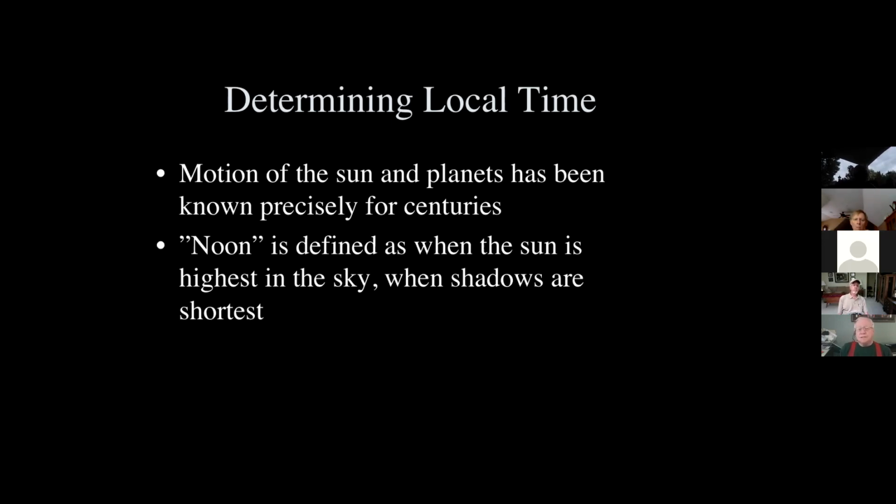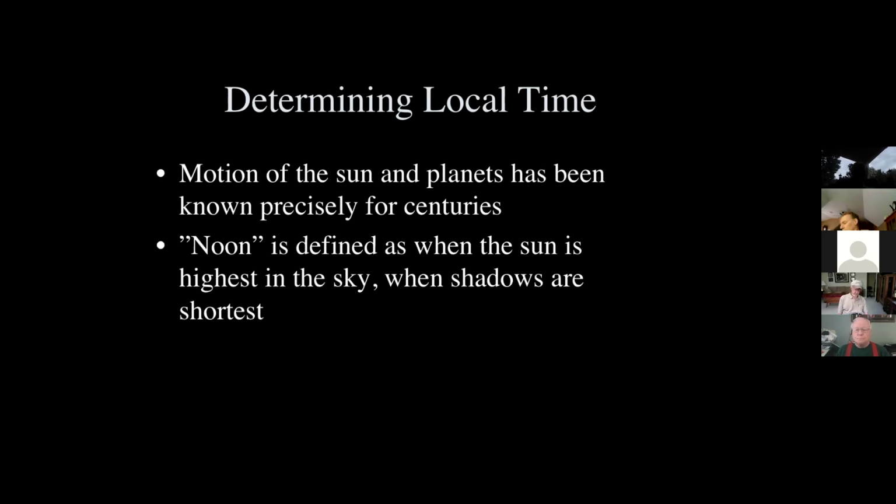Noon is defined as when the sun is highest in the sky, which is to say when the shadows are shortest. You know, people say, oh, well, it's when the shadows disappear. No, that's not true. Whether or not the shadow disappears depends upon your latitude. But what you can say is that noon is when the shadow is at its shortest.